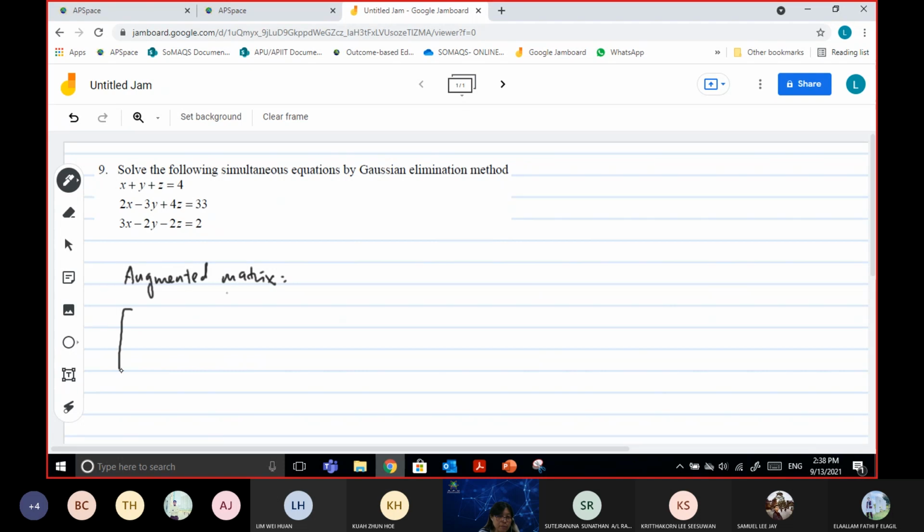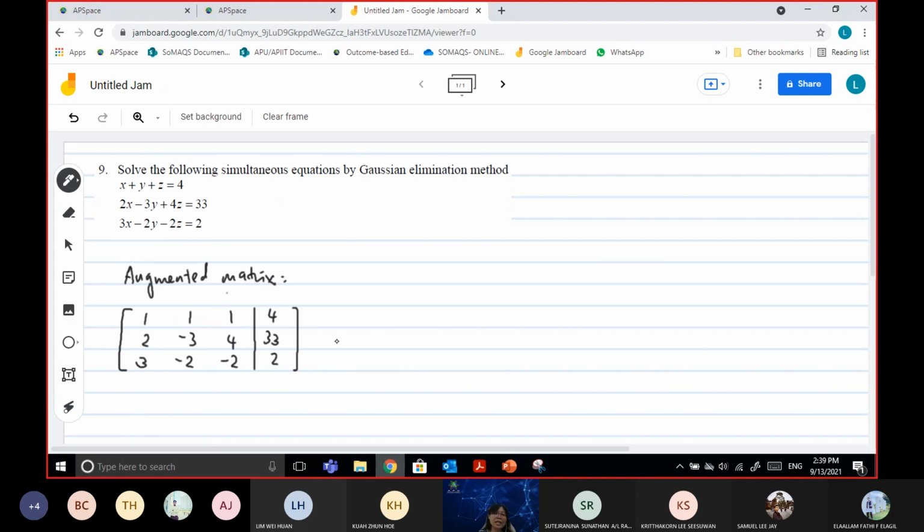By taking the coefficients, for x we have 1, 2, 3. For y, we have 1, negative 3, and negative 2. For z, we have 1, 4, and negative 2. Then we put the straight line to write the values at the right-hand side of the equations, which are 4, 33, and 2. So we start with this as the first one.